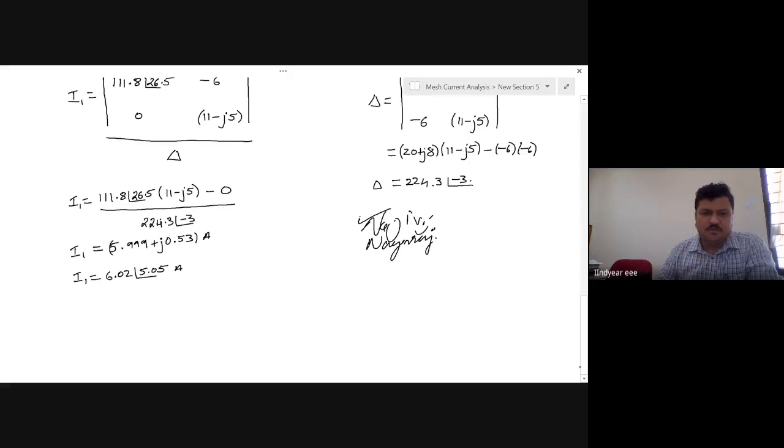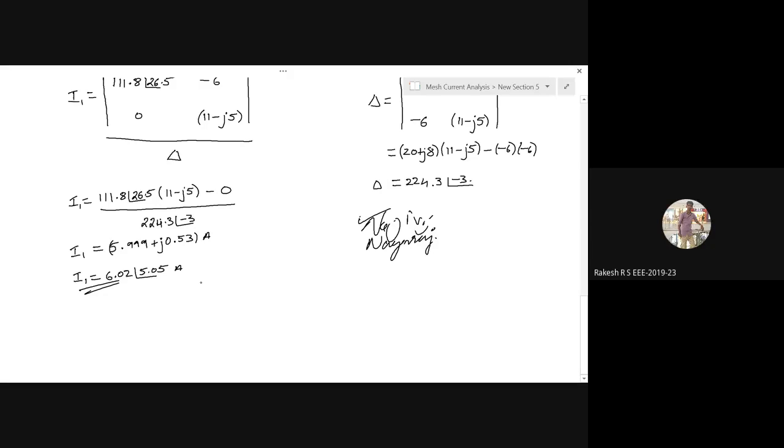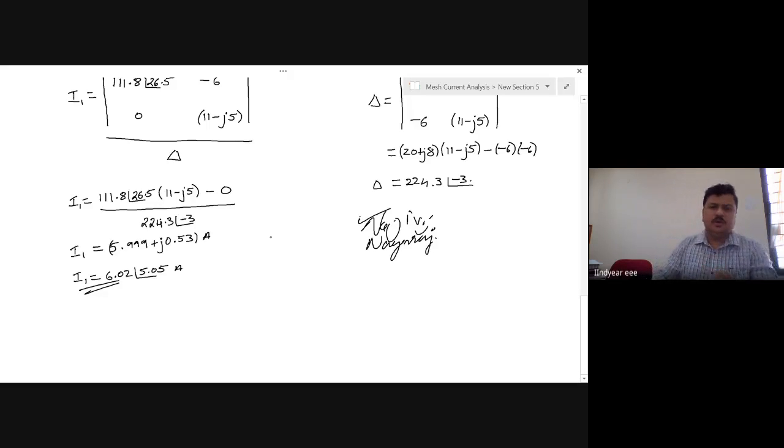Okay, so everybody got this answer? Yes, sir. Now I don't need to find out I2 because it is not asked in the question, so I don't do that. We'll save that time. I need to find the power. Power in 4 plus j3 is equal to I into R, that is I square into R, that is I square into impedance.